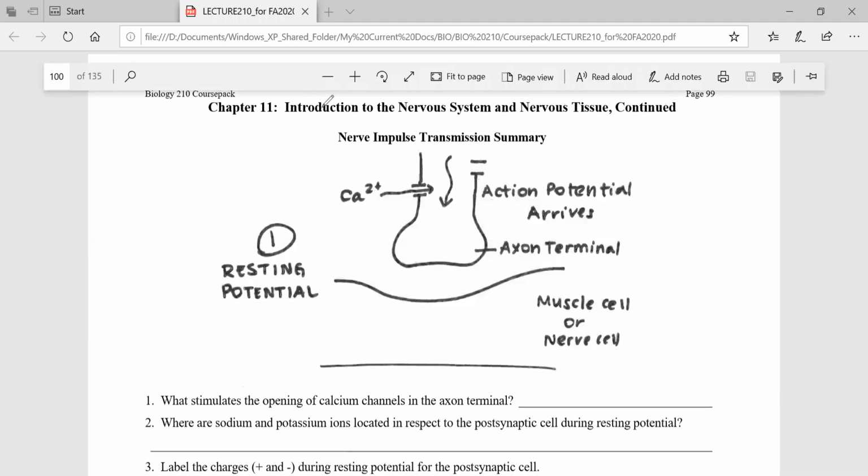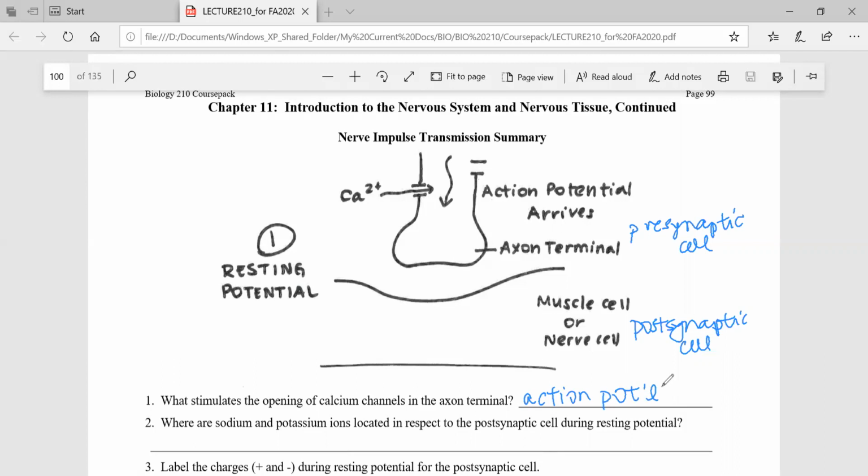We see an axon terminal, a synaptic cleft, and a neighboring muscle cell or nerve cell. The axon terminal belongs to a presynaptic cell, and the muscle or nerve cell down below serves as our postsynaptic cell. Okay, so as the action potential arrives in that axon terminal, calcium channels open. So it is the arrival of that action potential that causes those channels to open.